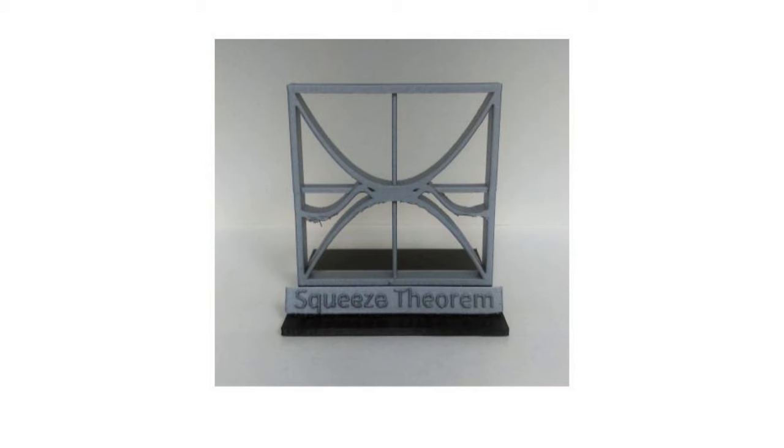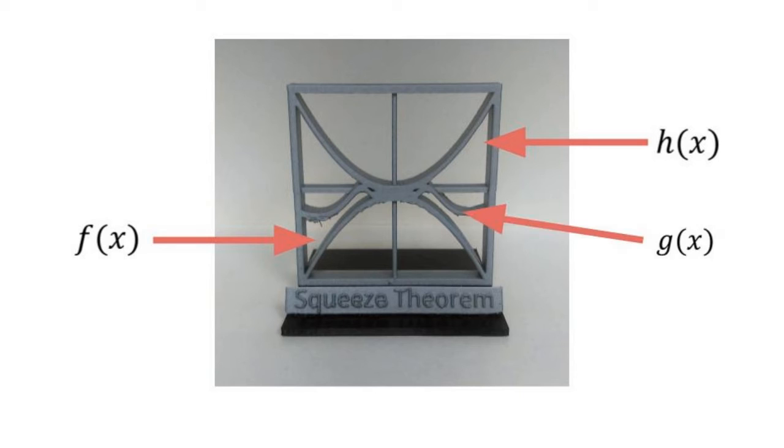Shown by the 3D model, we can see f of x here, and h of x here, squeezing the function g of x at the origin 0, 0. Therefore, you can use the squeeze theorem to find the limit of a function.